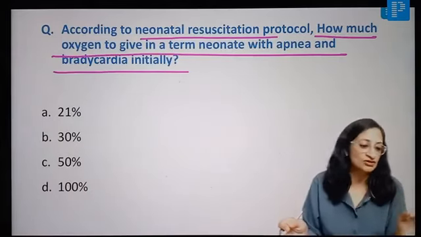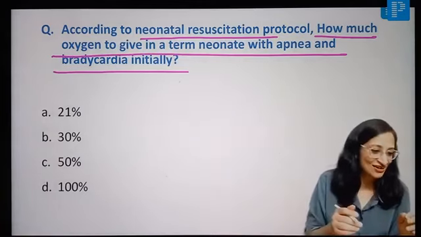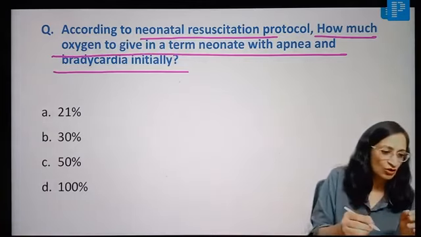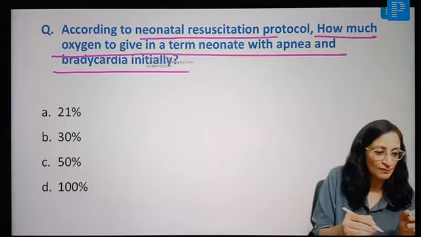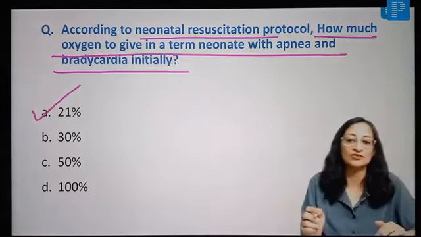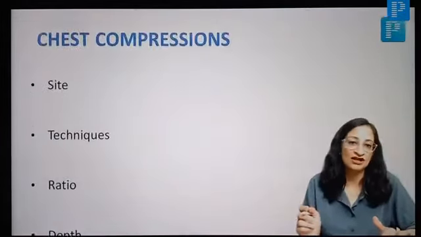Initially, when you start giving positive pressure ventilation, we always start with 21%. We start with room air. Only if the baby is not improving, we slowly add oxygen.